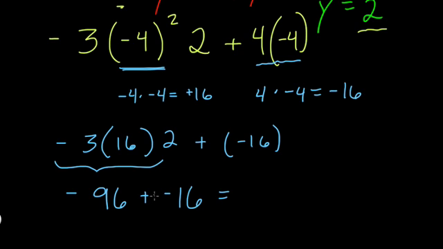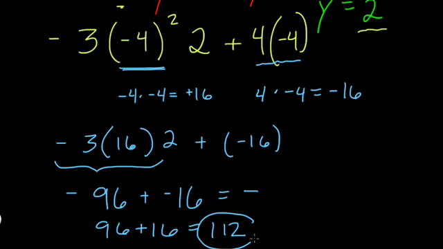When you add more negative value to a negative number, you get a negative result. You can just think of this as 96 plus 16, which is what? Well, that's 112, but in the opposite direction, right? Because we're adding negative values. The answer here is negative 112, right? So not positive 112. All right, hope this helped.